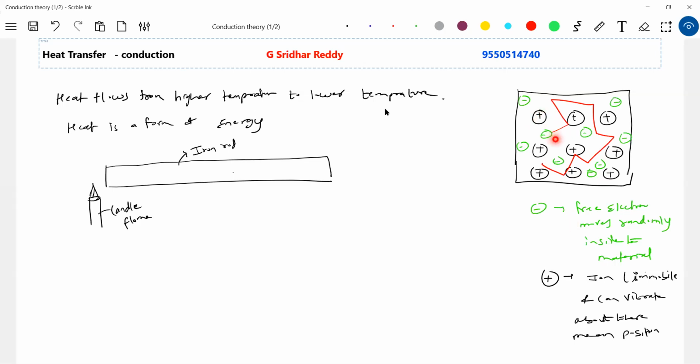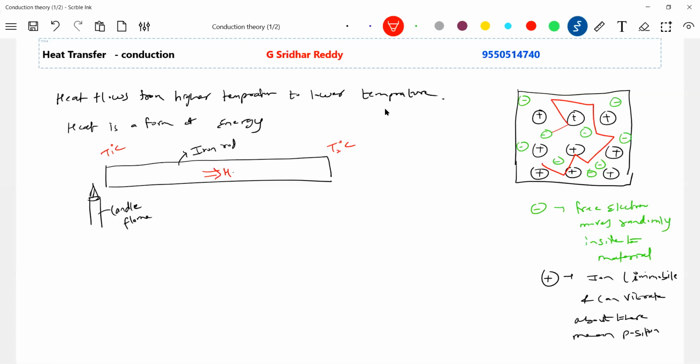So what is the state in a conductor? The free electrons move randomly inside the material. This electron will encounter collisions and keep moving randomly. These atoms will vibrate about their mean position. Then what makes the heat flow from higher temperature to low temperature? If you look at the temperature here, T1 degrees Celsius, the heat will flow like this.